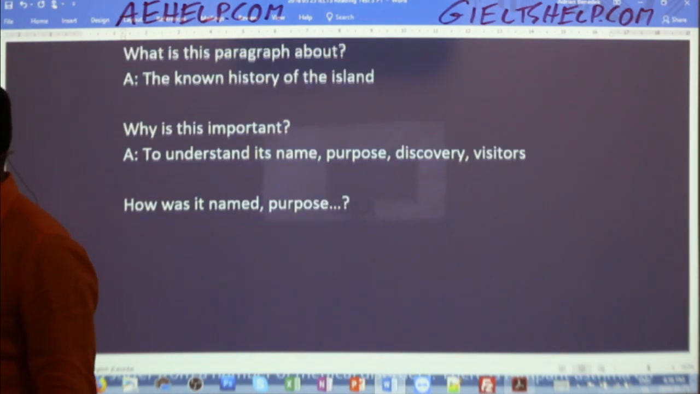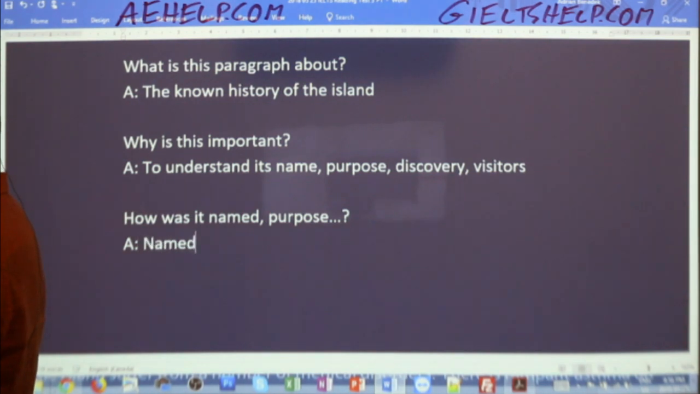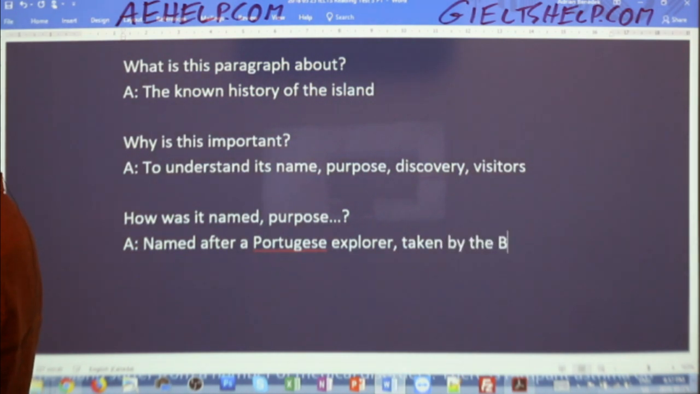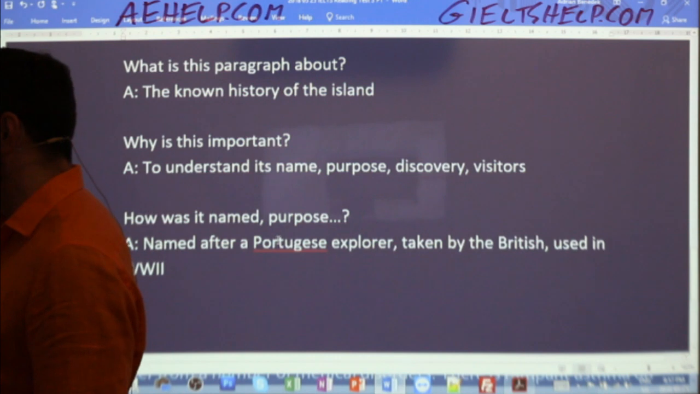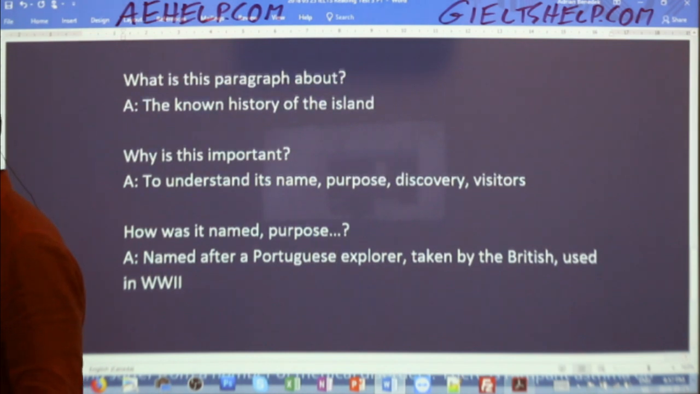So clearly the next question then is, how was it named? How was it used? How was it visited? What was its purpose? And you're giving me now the answers to that, right? So answers are named after a Portuguese explorer, taken by the British, used in World War II. Okay, so that would be the how. Those are the details, okay? The details are usually going to answer that how question.